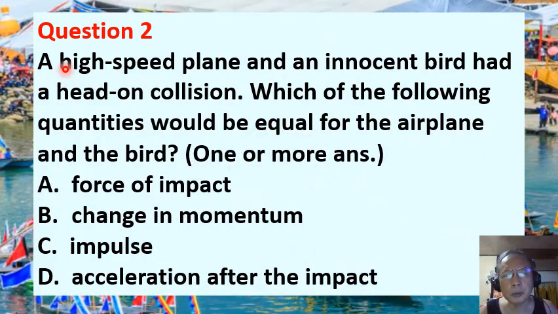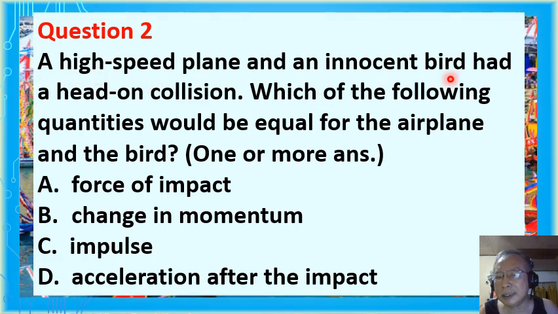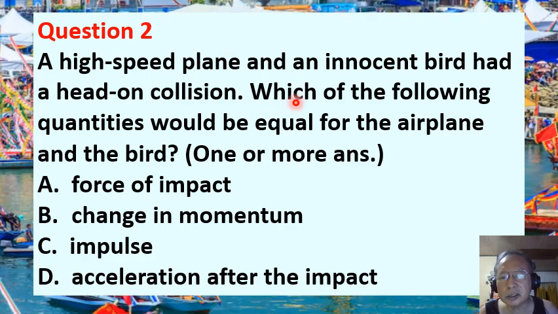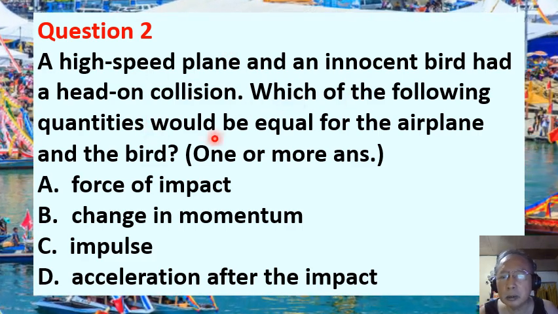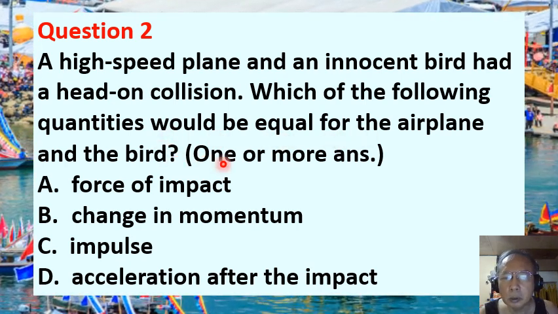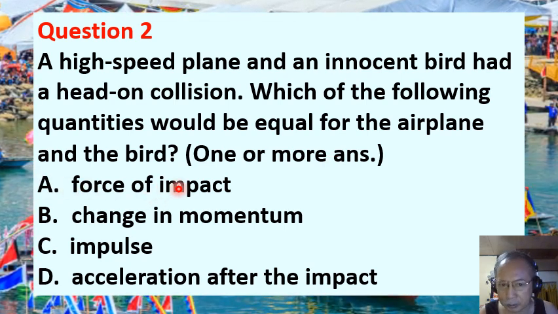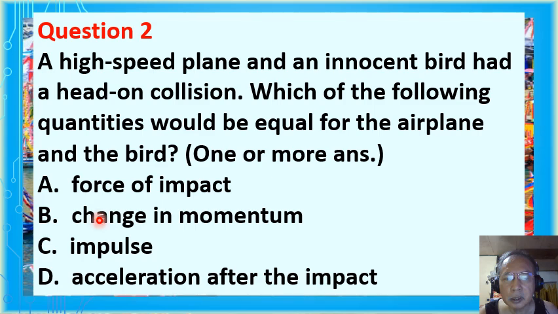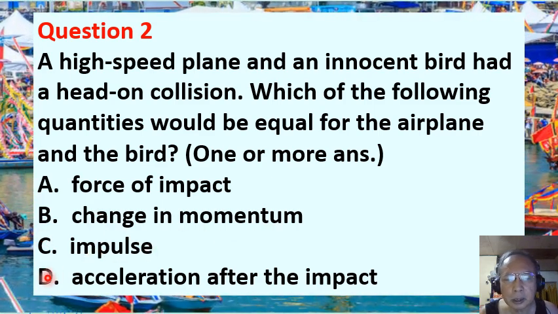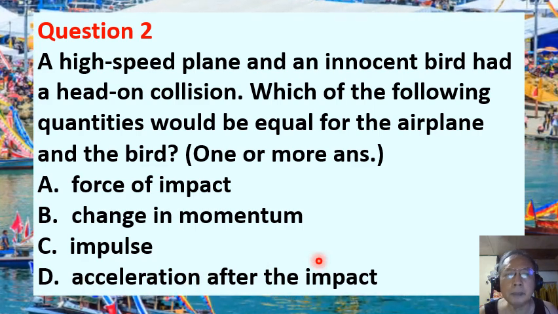Question number 2. A high-speed plane and an innocent bird had a head-on collision. Question is, which of the following quantities would be equal for the airplane and the bird? One or more answers. Option letter A, force of impact. Option letter B, the change in momentum. Option letter C, impulse. And option letter D, acceleration just after the impact.